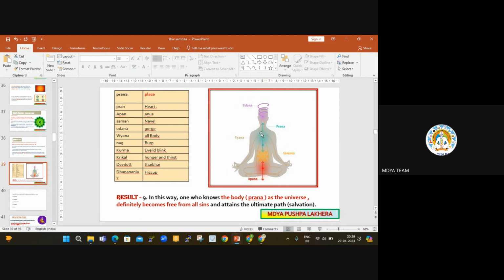Which type of vayu is present in the heart region? Which air? Prana. And in the anus region? Apana. So these two are most important. And if you follow yoga, it also says the same thing: when both are combined together, then you will get that siddhi.